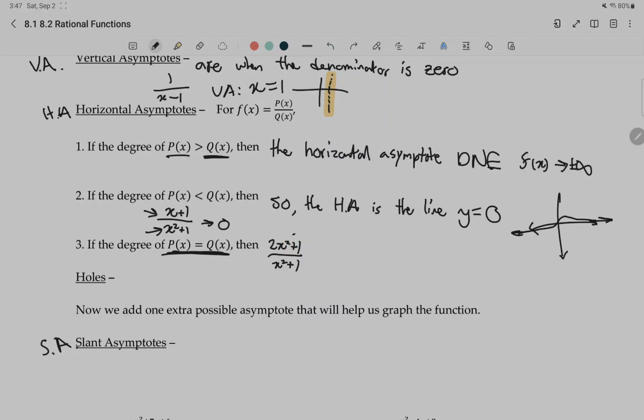Well, in this case, if x gets really big and x gets really big, the top and bottom follow each other. So the only thing you have to figure out is you take the leading coefficient of the top and divide it by the bottom. So it's going to be 2 divided by 1 equals 2. So our line y equals 2 is our horizontal asymptote. When they're equal, the good rule of thumb is just remember, divide the leading coefficients.